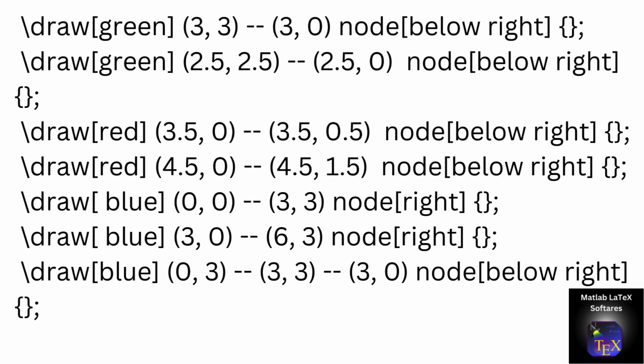Then we plot the blue diagonal lines. The first line passes through the points (0, 3) and (3, 3). And the second line extends from (3, 0) to (6, 3). These lines might represent mathematical functions or relationships.